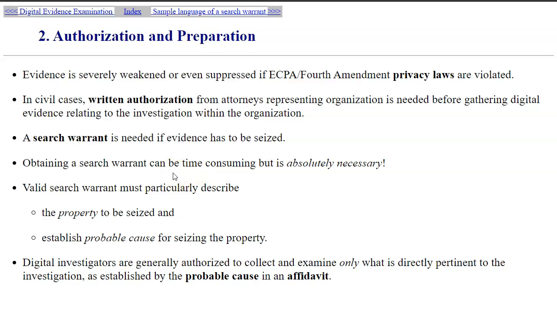There are special trainings for writing affidavits specifying probable cause of the evidence in a crime committed. So a valid search warrant must particularly describe the property in good detail and establish this probable cause for seizing any kind of property.